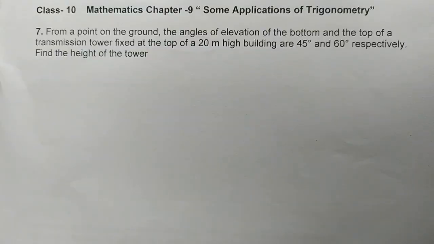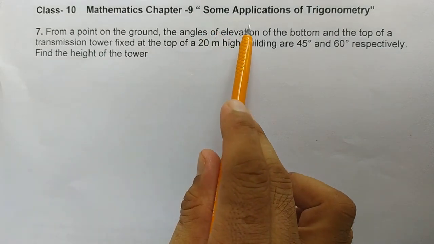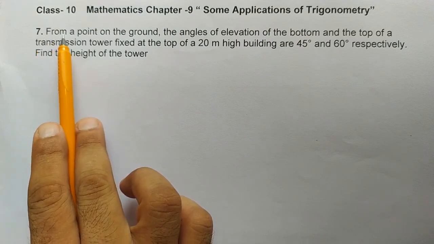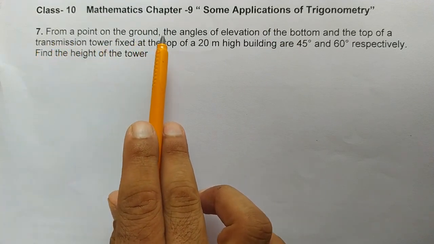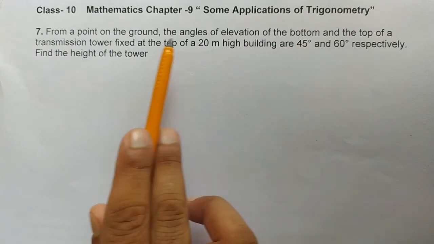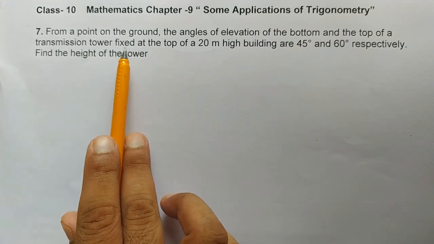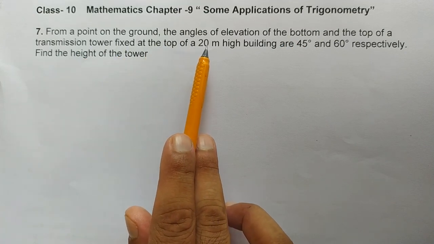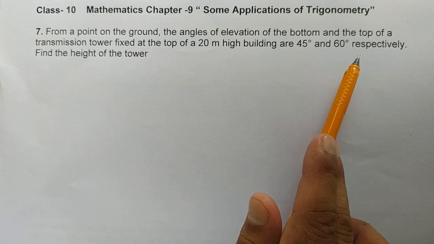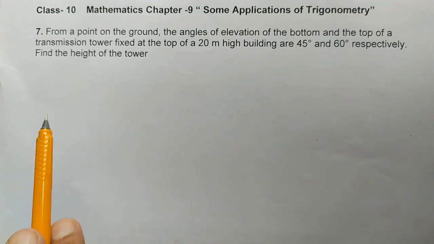Let's do this question. This is taken from class 10, chapter 9, some applications of trigonometry. So seventh question is, from a point on the ground, the angle of elevation of the bottom and top of a transmission tower fixed at the top of a 20-meter high building are 45 degree and 60 degree respectively. Find the height of the tower.